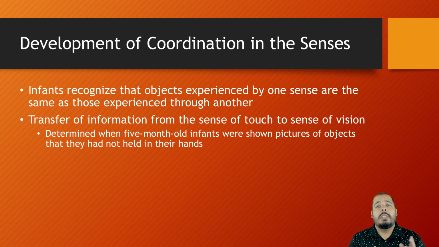Infants also develop the ability to recognize that objects experienced by one sense are the same thing as those experienced by another, such as their bottle. They can feel the bottle with their hands, place it in their visual field, and realize that what they are seeing is also the same thing that they are touching. This has been shown in infants as young as 1 month old.